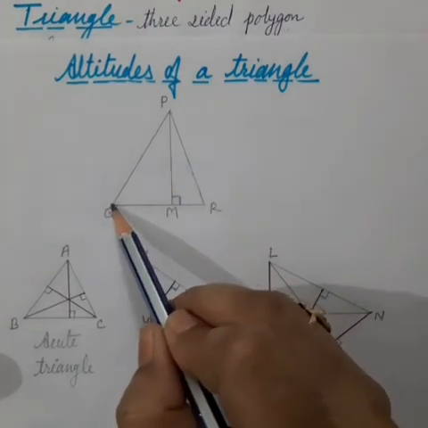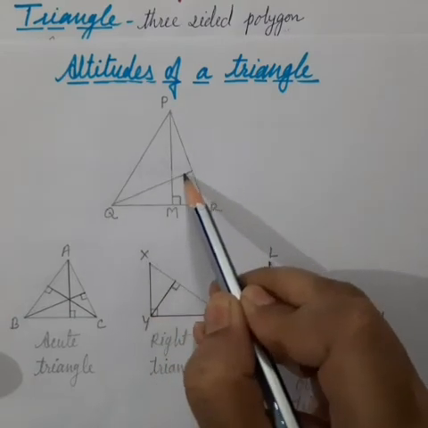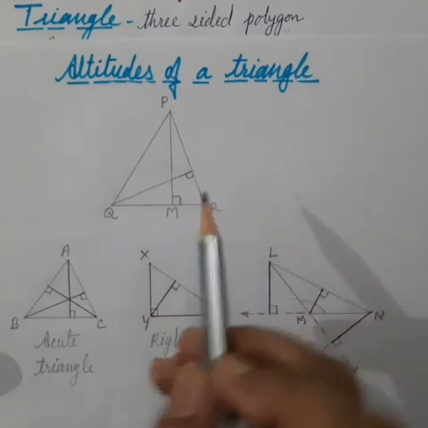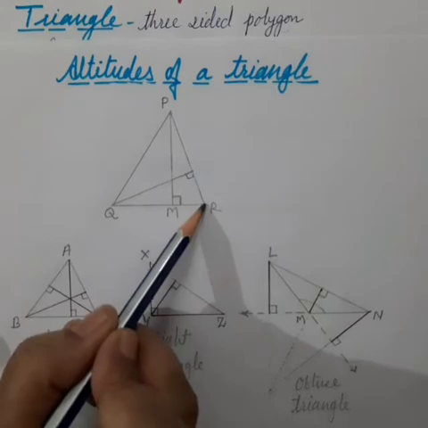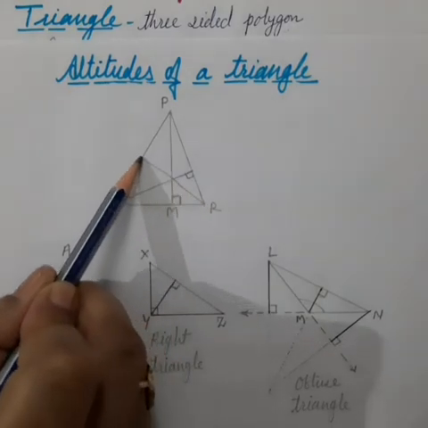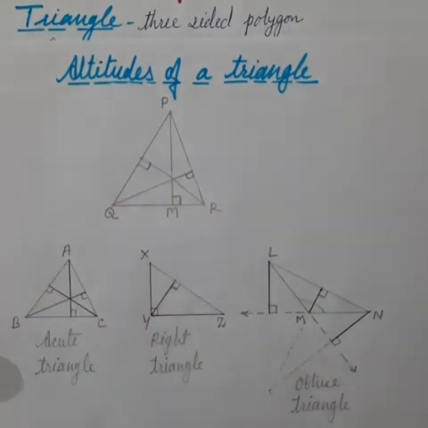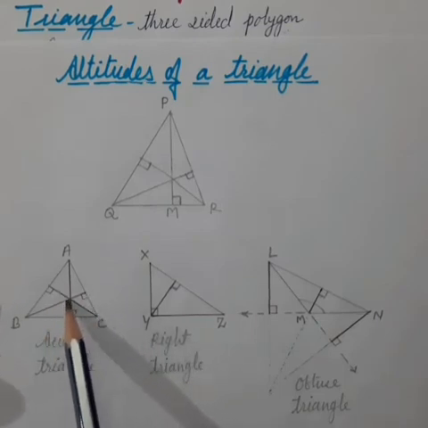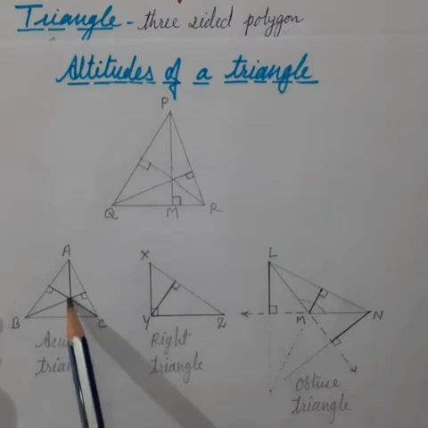And a triangle has three altitudes because it has three vertices and three opposite sides. So from here also we can draw an altitude. This angle is 90 degrees. And the third altitude here. These are the altitudes of an acute angle triangle. All the altitudes meet in the interior of the triangle, and the point of intersection of the altitudes is called the orthocenter.